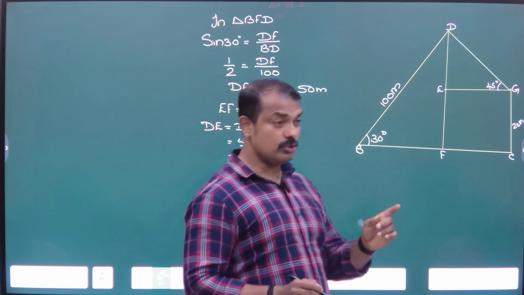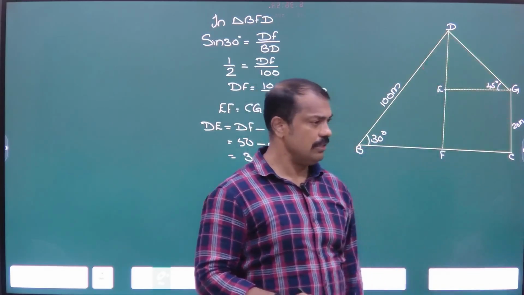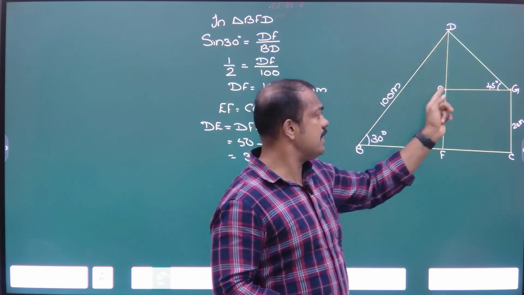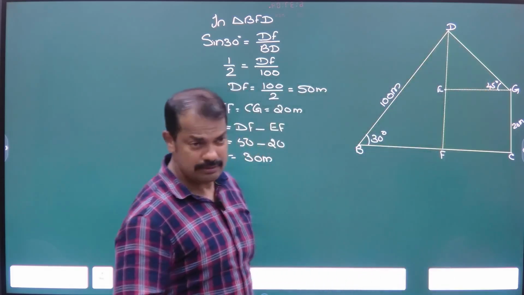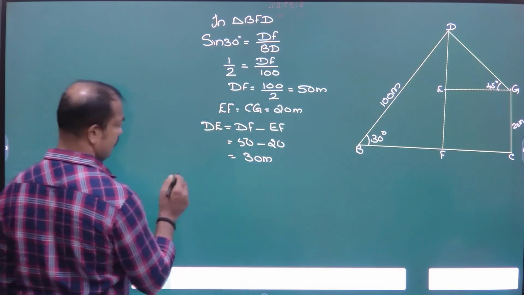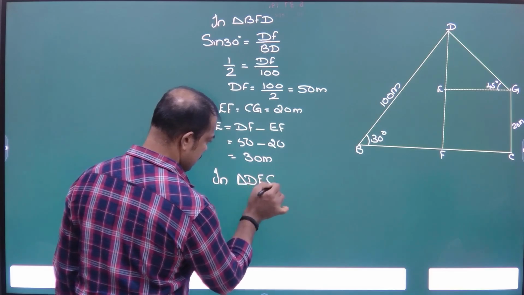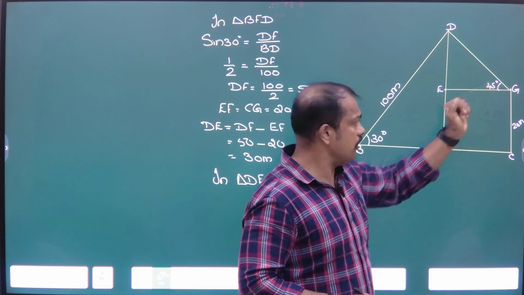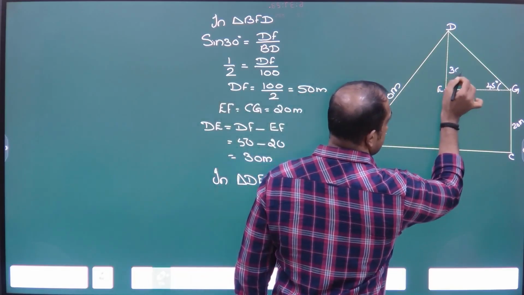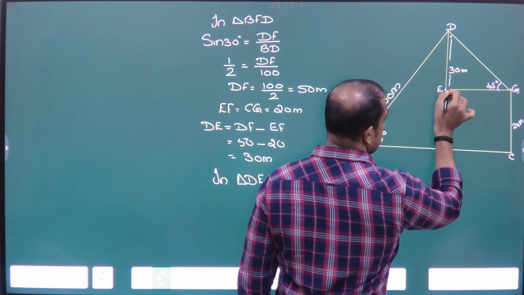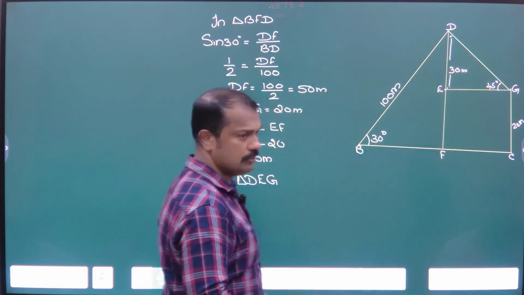What was asked in the question? Find the distance of the bird from the girl. What is the girl's distance? DG. We have to find DG from triangle DEG. We have DE, which is 30, and we have to find DG, so which ratio do we apply? Sine, opposite upon hypotenuse.